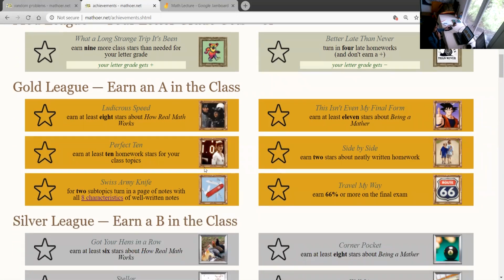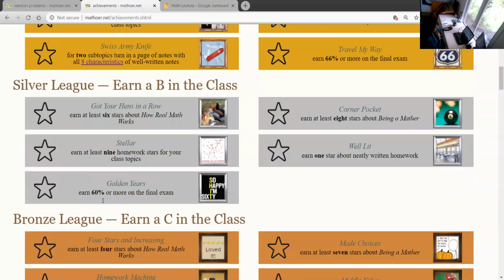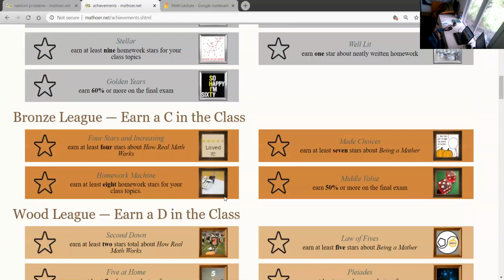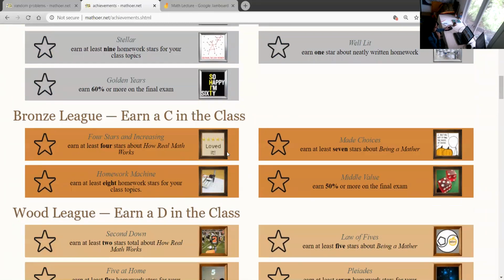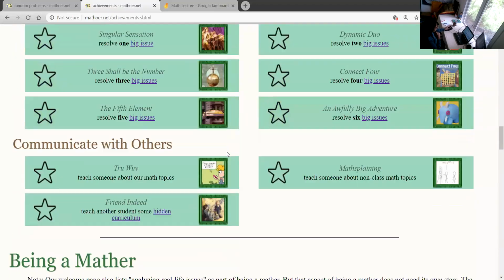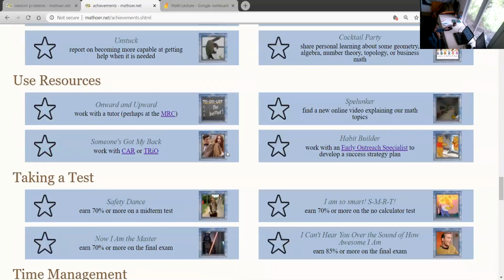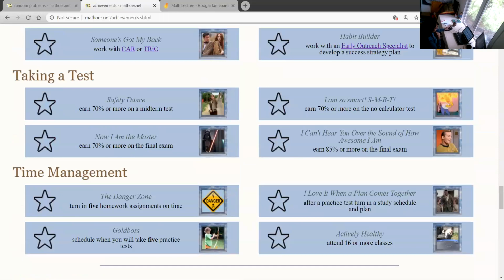If you want an A, then you'll need to get 66% on the final. And if you want to be 60 and a C, 50. If you do better than that, then you get more stars, right? If you get 70 or 85. Any other questions? Good questions.